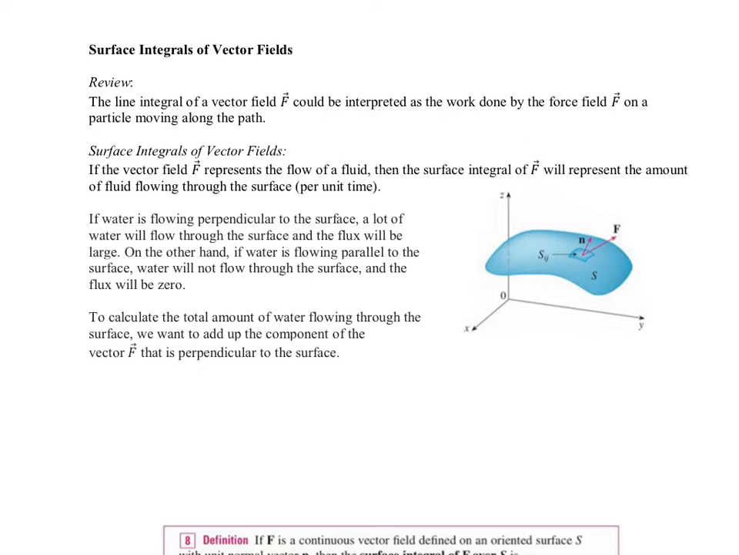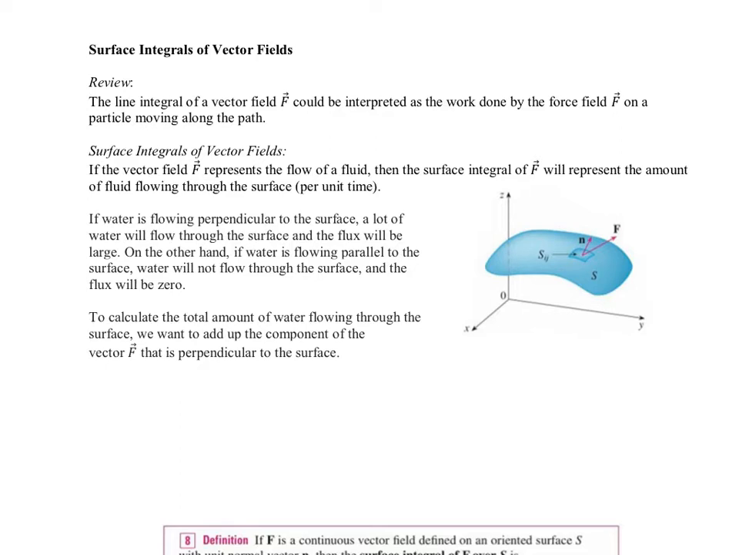If the water is flowing in a perpendicular direction to the surface, then a lot of water is going to flow through the surface. However, if the water is flowing along, or parallel to, the surface, then no water will flow through it. This type of integral is called a flux integral. So in this statement about fluid flow through the surface, we could say that the flux will be large. That's just another way of describing the surface integral over a vector field. If it's parallel, then the flux would be 0.